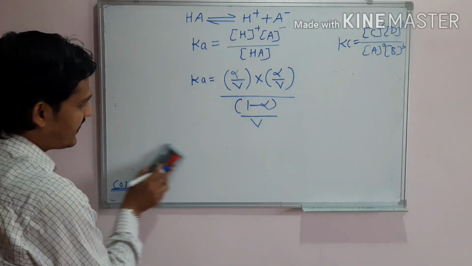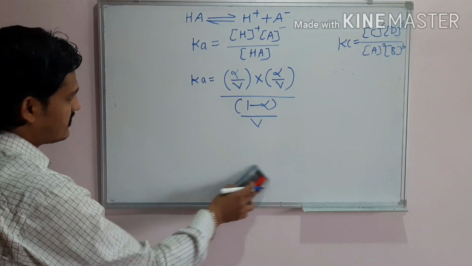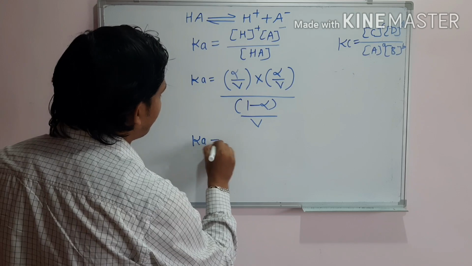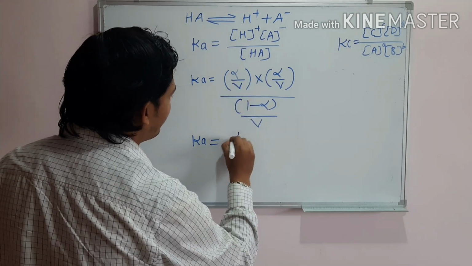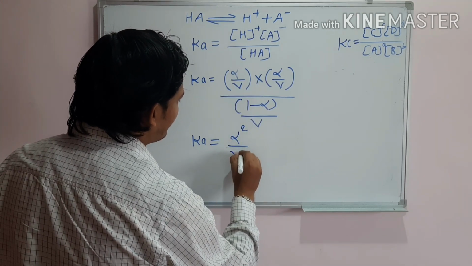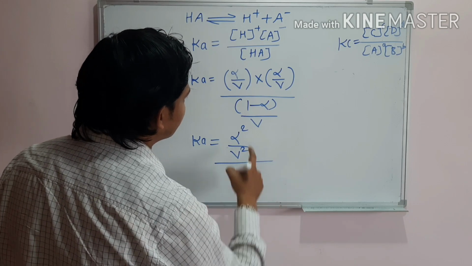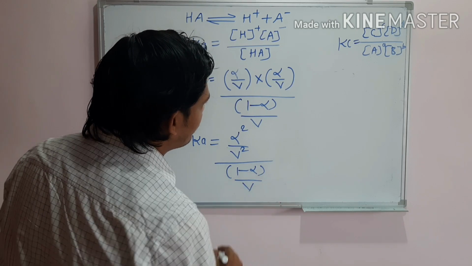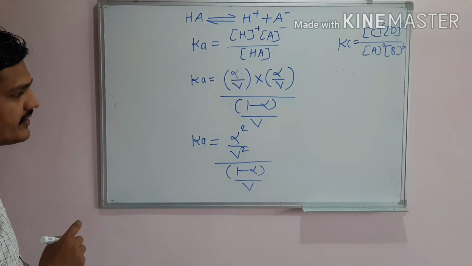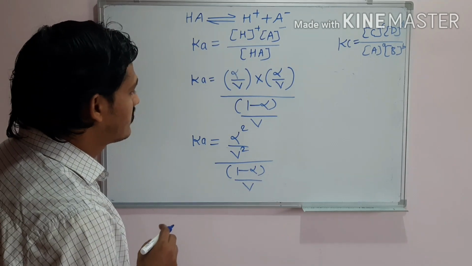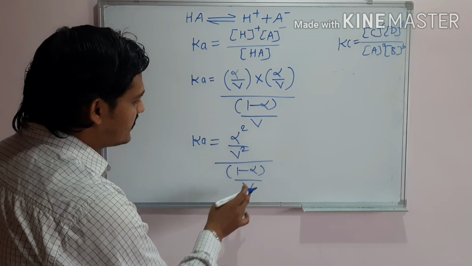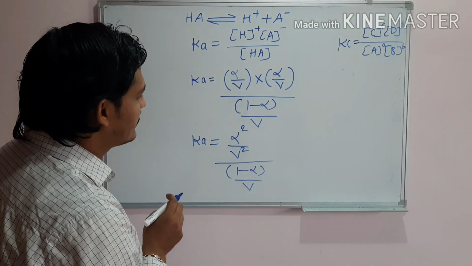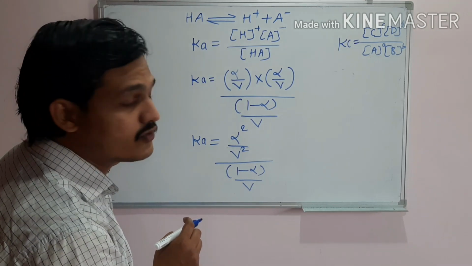So I am erasing that. Now how is it converted in short form? So let us see. K is equal to alpha square divided by V square, and you all already know the final equation, 1 minus alpha upon V. Okay, now V cancels out, the division sign cancels out. So alpha square divided by 1 minus alpha into V.